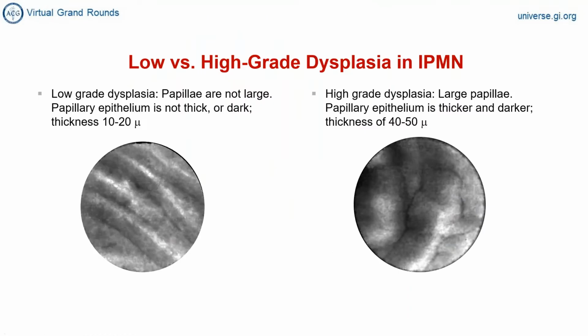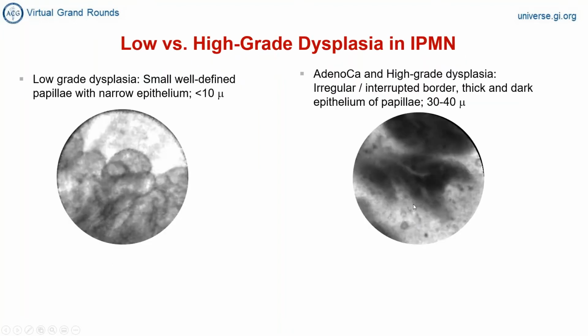So here are more examples differentiating high and low-grade dysplasia in IPMNs. On the left, you have much thinner papillae. The epithelium is more translucent or kind of lighter in shade. And here you have much larger papillae with a much thicker epithelium. And here in this example, there are two extreme examples. On the left, you have IPMN with low-grade dysplasia with very small, thin papillae with a thin epithelium.